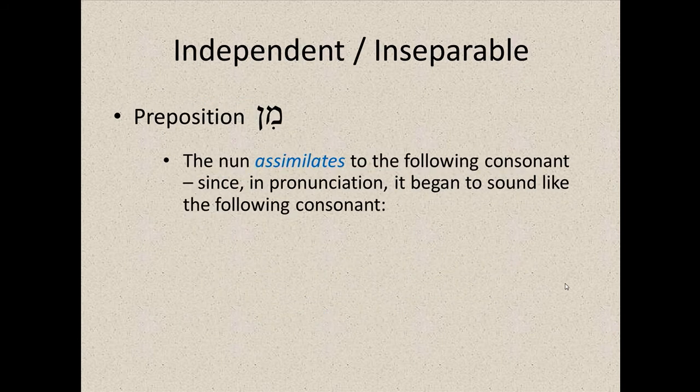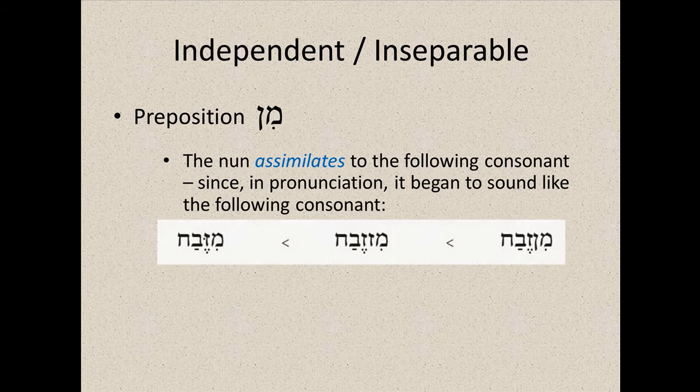Independent or inseparable prepositions. Futato talks about the preposition min. The nun of the min, right here, the second consonant, will assimilate or be absorbed into the following consonant, since in pronunciation it began to sound like the following consonant. So we began with the theoretical form of min zevach, and that in pronunciation began to sound like mizevach, and so they just doubled the zayin and dropped the nun.